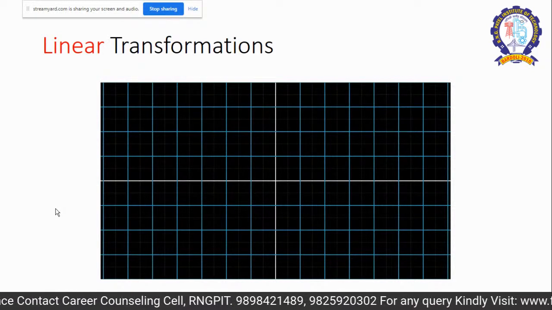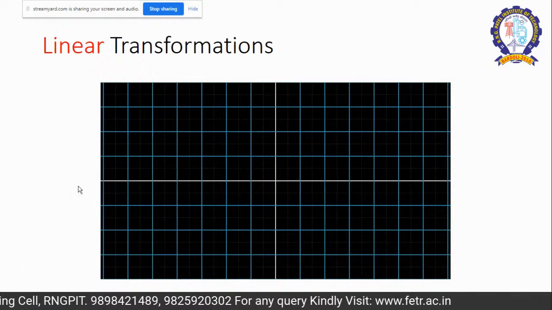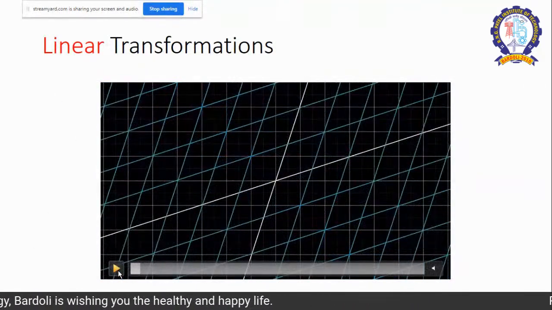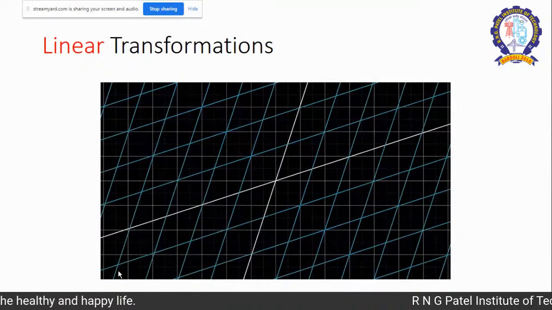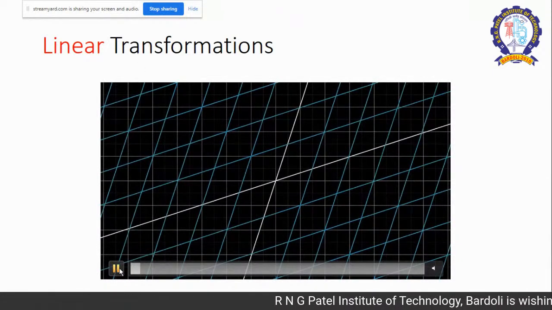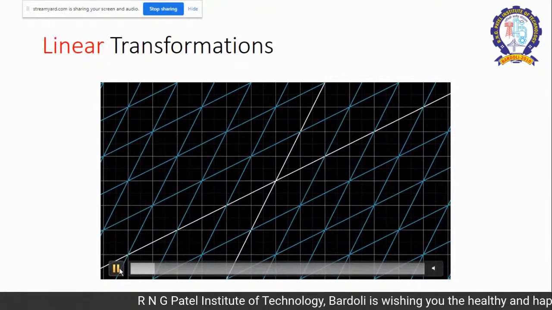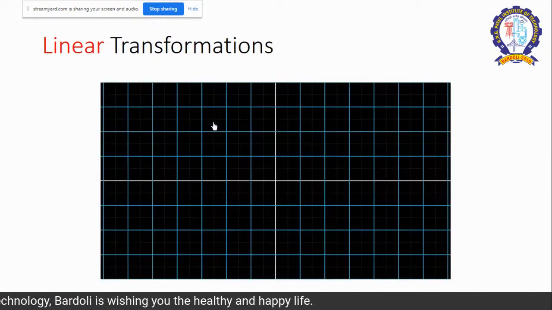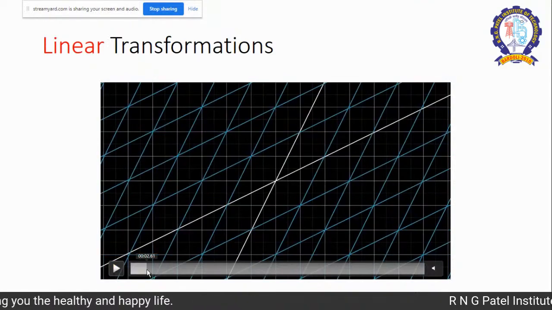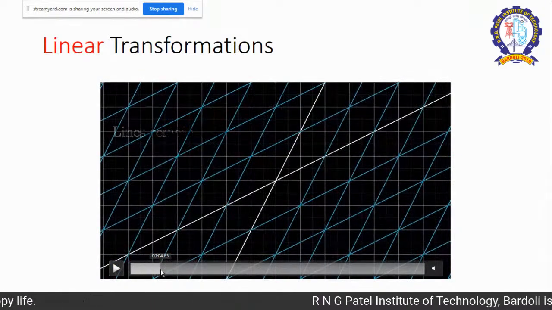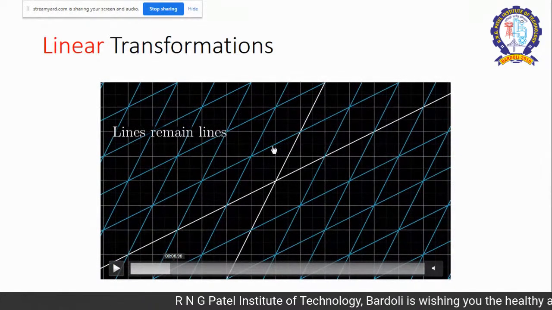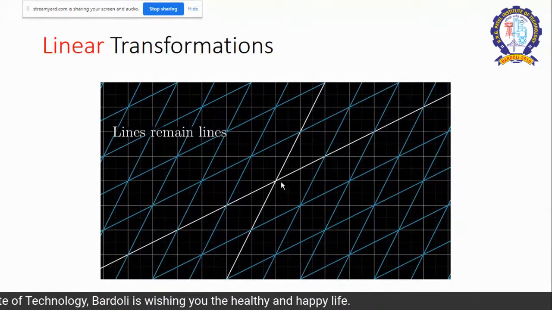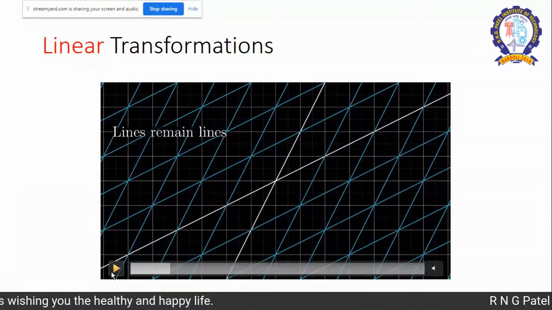To visualize the form of a linear transformation, this is nothing but stretching of the plane in certain directions. So can it be a linear transformation? Yes. Here, a line remains a line. After the transformation there is no curve, it remains a line. So then it is linear.